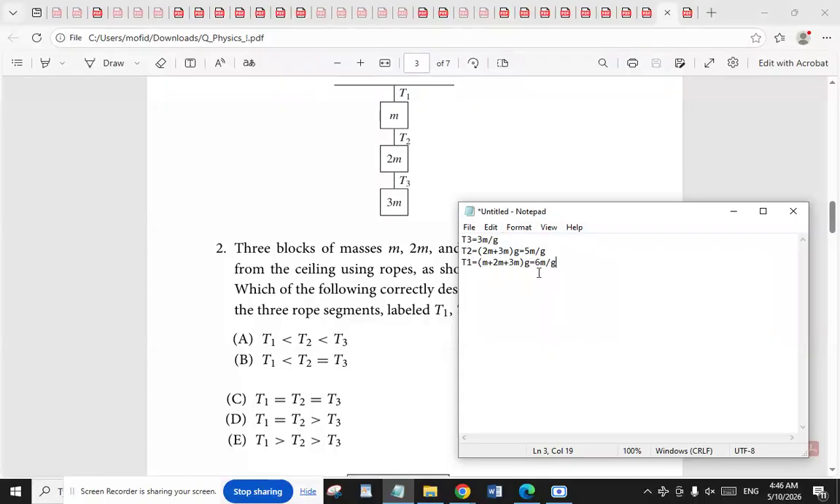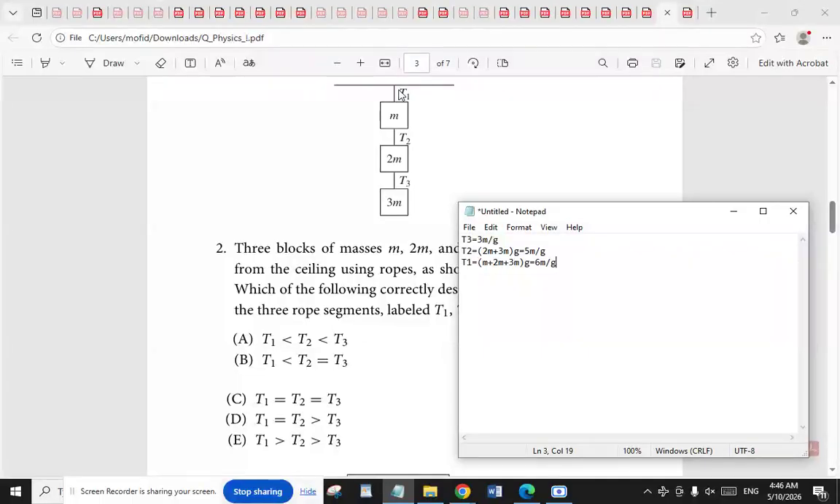Here, as you see, we omit the g, and you see that T3 has 3m, T2 is carrying 5m, and T1 is carrying 6m divided by g. So which one is much bigger than the others? Absolutely T1 is carrying much more. But I wanted you to solve this.